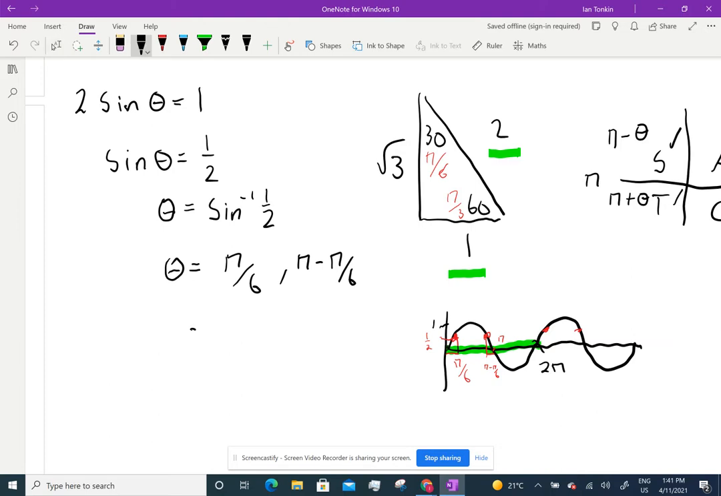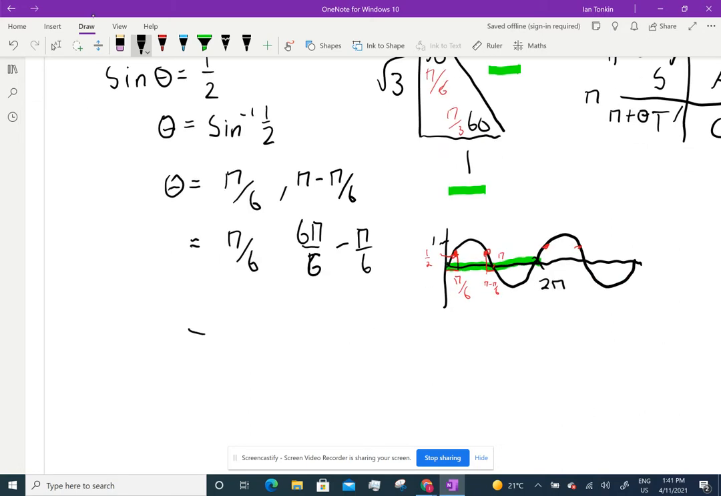So now we go over here. We've got our first answer, which is pi on 6. And remember that we've got to have a common denominator. So this is 12 pi on 6... 6 pi's on 6. That's what pi is. Minus 1 pi on 6. Okay, so that's pi on 6 and 5 pi on 6. And now here's the most important part.